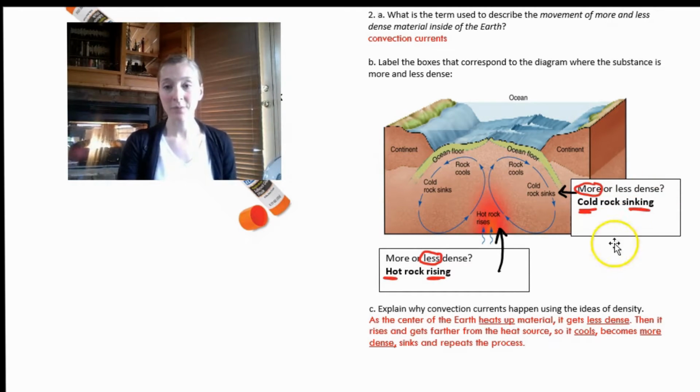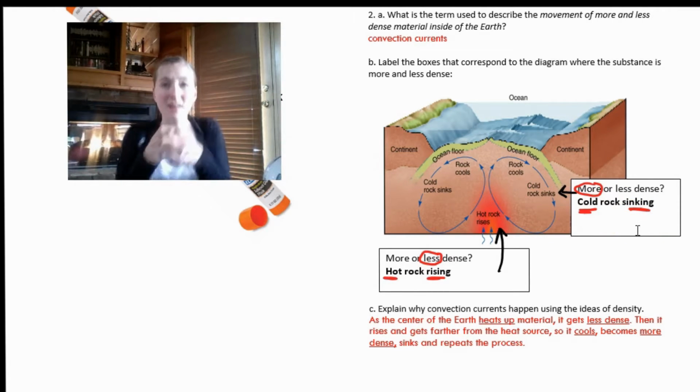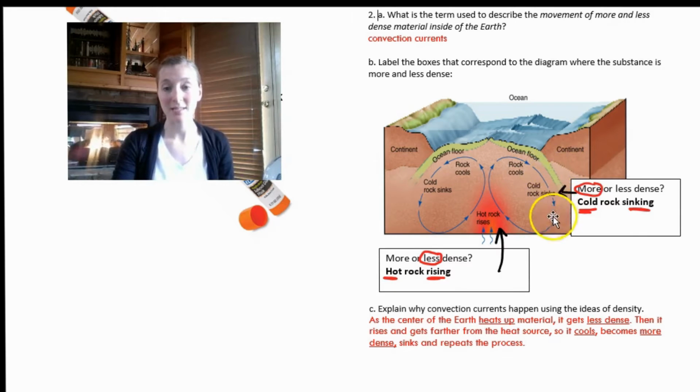One is over here, where is it more or less dense with the cold rock sinking? So we know that cold materials huddle together. Think about those penguins out on an iceberg and they're cold. They huddle together. So the atoms of cold material get close together. And so they're more dense, they are close together, and they sink. And you can see that here in this cycle. They sink, sink, sink. Well, down here is where the heat source is on Earth.